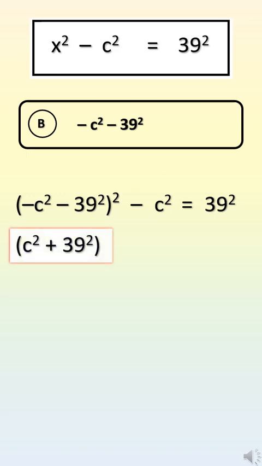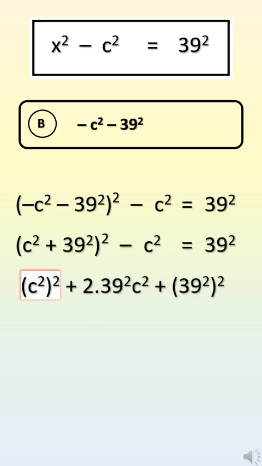When we take the square, it will be the same because the square of a negative is equal to the square of a positive. We get open bracket c squared plus 39 squared, close bracket, squared, minus c squared equals 39 squared. When we have a square of a binomial, the rule is we square the first, so c squared to the power of 2. Then we have plus twice the product, plus 2 times 39 squared, c squared. Then we square the last, plus 39 squared to the power of 2. Minus c squared equals 39 squared.